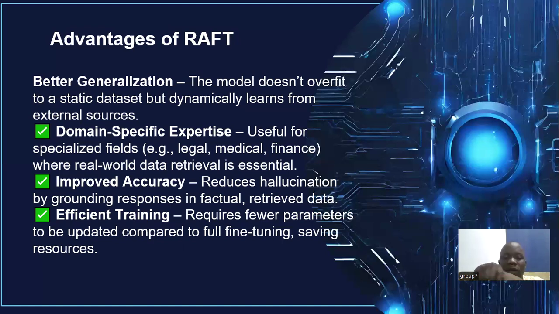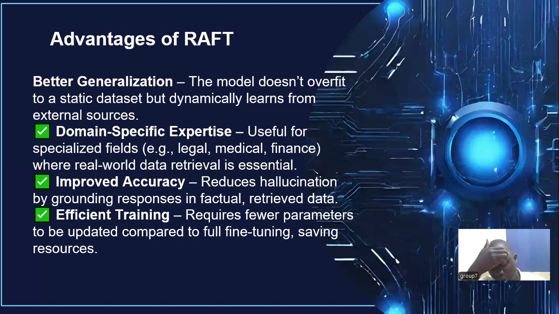For example, a legal AI assistant using RAFT can pull the latest case laws. It can search for those through external sources. It pulls the latest case laws instead of relying on outdated legal texts. You know, there are a lot of amendments, and when the fine-tuning is done, it looks for the latest sources which give up-to-date information. So that is another advantage of RAFT.